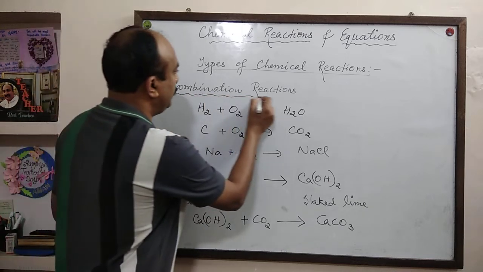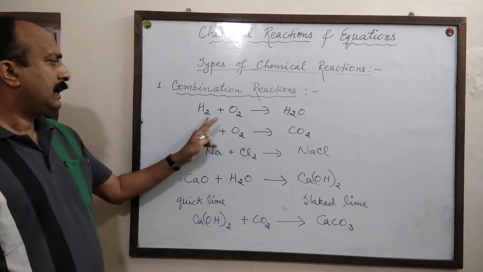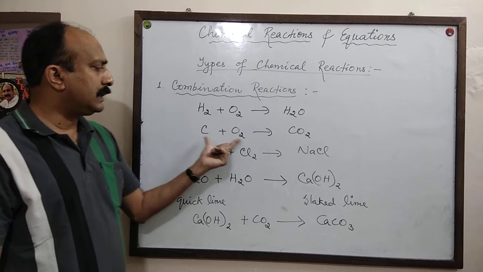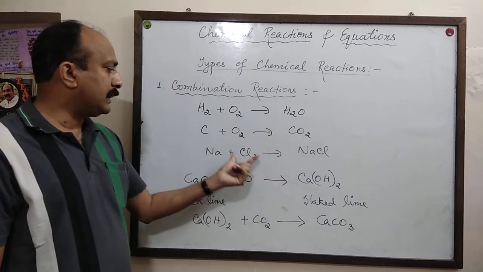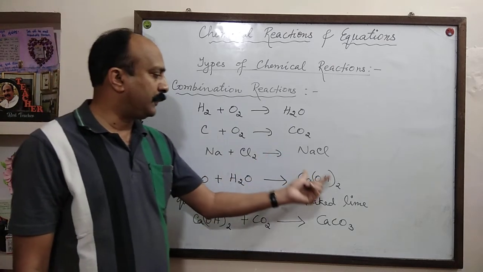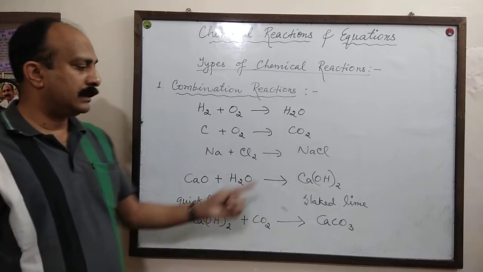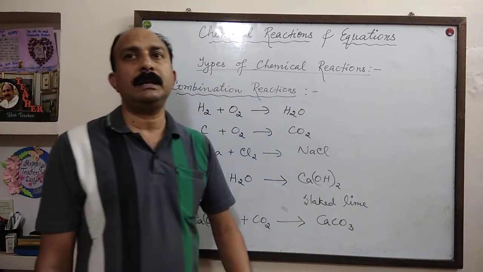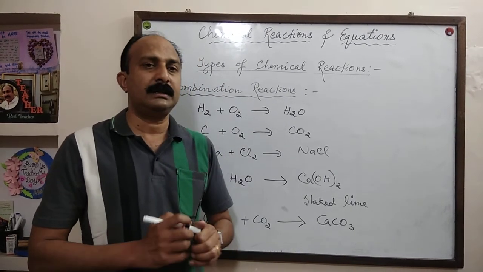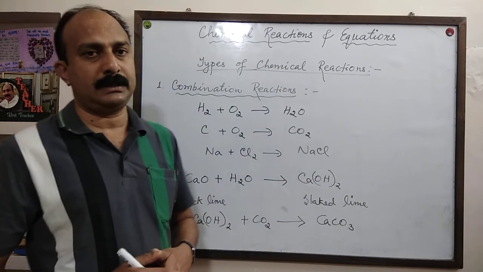So the first type of chemical reaction is combination reaction. All these are examples of combination reaction. Combination of hydrogen and oxygen to form water. Carbon and oxygen combine together to form carbon dioxide. Sodium and chlorine combine together to form sodium chloride. Quicklime is added to water to form slaked lime, Ca(OH)2. When carbon dioxide is passed through lime water, it turns milky. All these are examples of combination reaction. You can also try many more such examples where two or more reactants combine together to form a product.